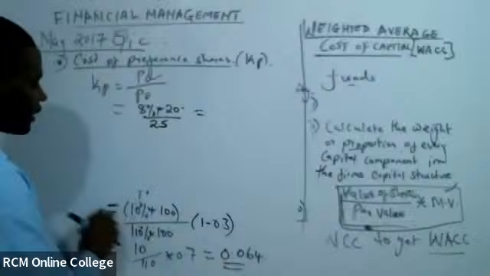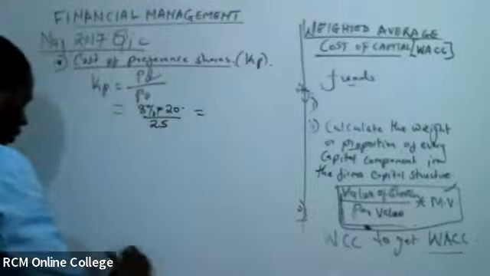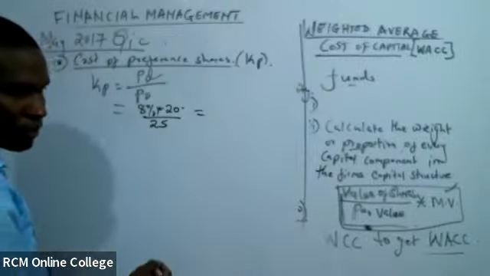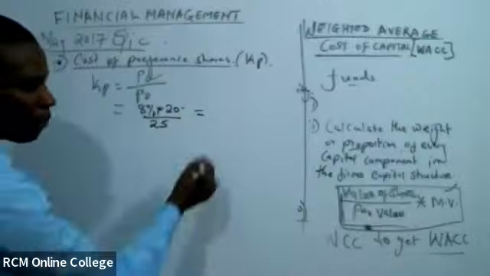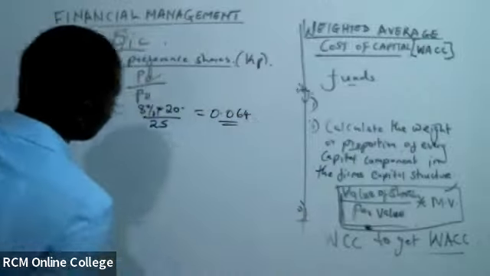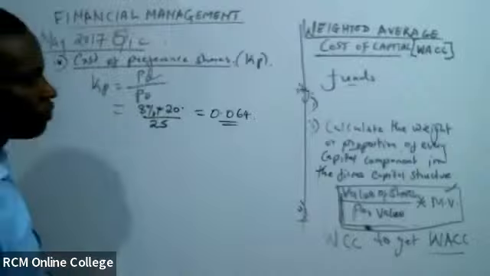So that we move to the next part of getting the proportion of the weight of these component costs. What will it be? A matter of division: 0.64 or 6.4%.